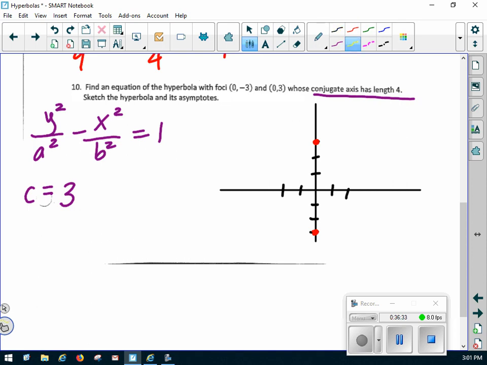I'm just going to put a little mark right there because I know B is 2. Just a little mark. What else do I need to know? Oh, you said B is 2. A. How am I going to find A? A squared plus B squared equals C squared.